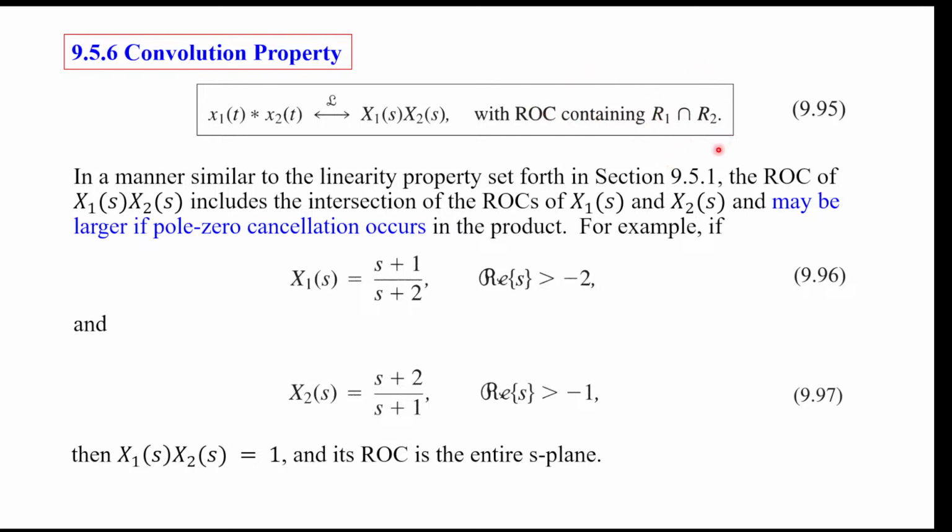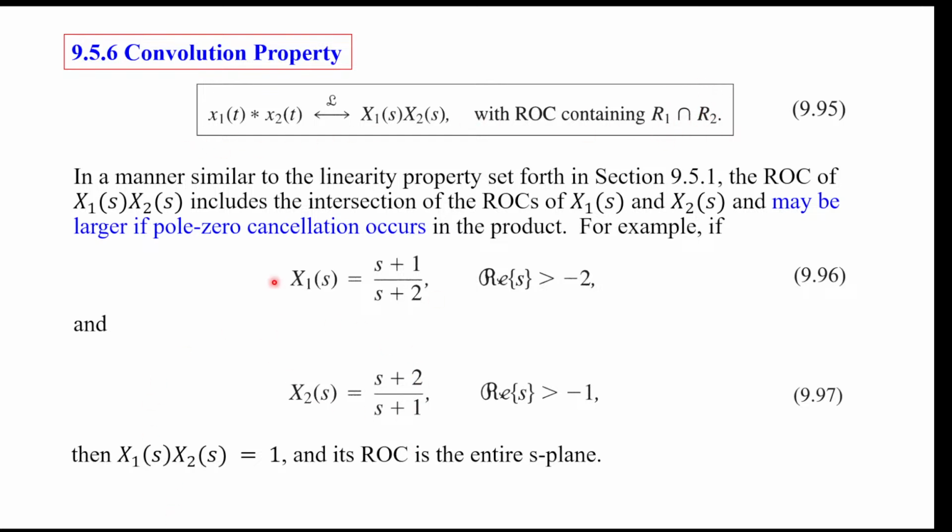So the ROC basically needs to be the intersection between R1 and R2, where R1 is the ROC for big X1, and R2 is the ROC for big X2. But once again, now you multiply two functions together, so their poles and zeros can cancel out. So the ROC can extend from this intersection of R1 and R2. Okay. So it says the ROC contains R1 and R2, so it's at least this intersection between R1 and R2, but it can be made bigger.